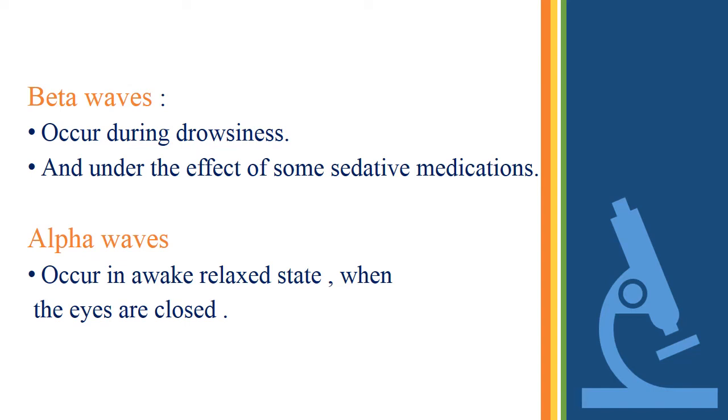Alpha waves, this is the usual awake and relaxed state wave. Usually it occurs when the patient is relaxed and awake but closes his eyes. It should occur when the patient closes his eyes. So he's awake and relaxed, without tension, and closes his eyes, so that we see the alpha.